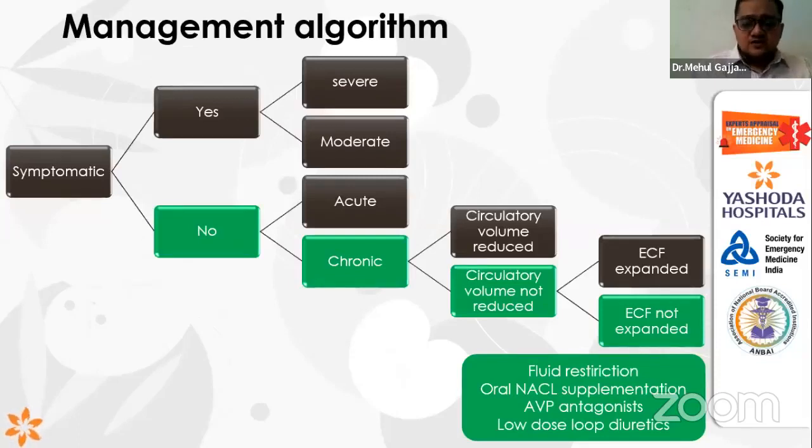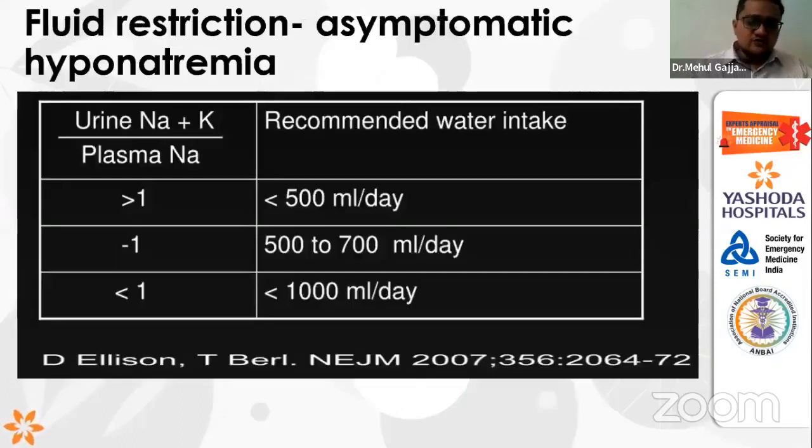In case of ECF volume expansion, clearly this is a fluid overload, or what we call water overload. So you have to do a fluid restriction, or you can always remove the excess water by AVP antagonists or Vaptans. But again, the European guideline here also does not recommend Vaptan. The reason they give is that there is no mortality benefit or overall symptomatic improvement whether Vaptan is given or not. While the American guideline clearly recommends Vaptan as a second line therapy in case of chronic asymptomatic hyponatremia where circulatory volume is not reduced.